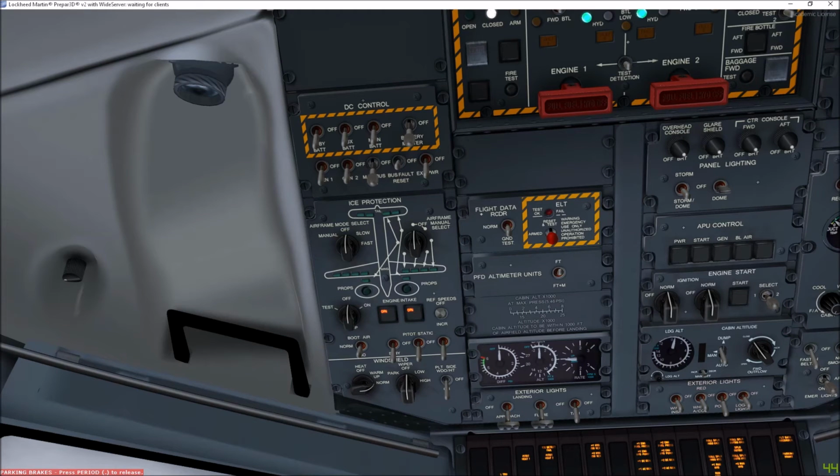The main DC bus bars are connected by what we call a bus tie, which ensures that if one of the DC bus bars becomes de-energized, perhaps due to a generator failure, the two bus bars become interconnected, and the main bus tie switch is the master switch for that option.